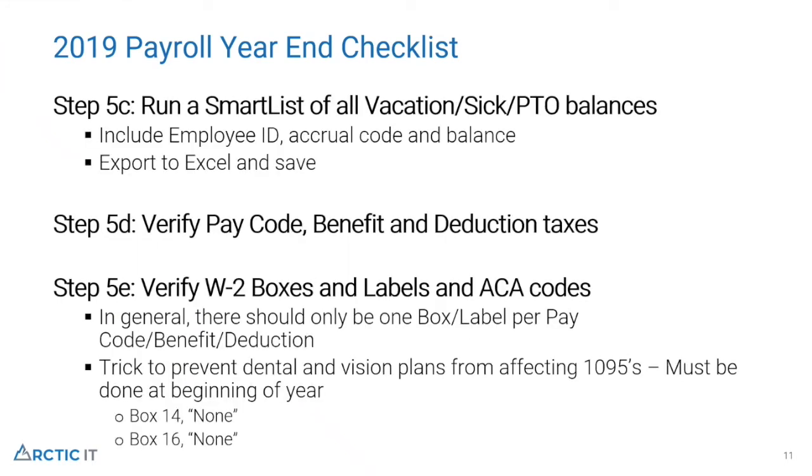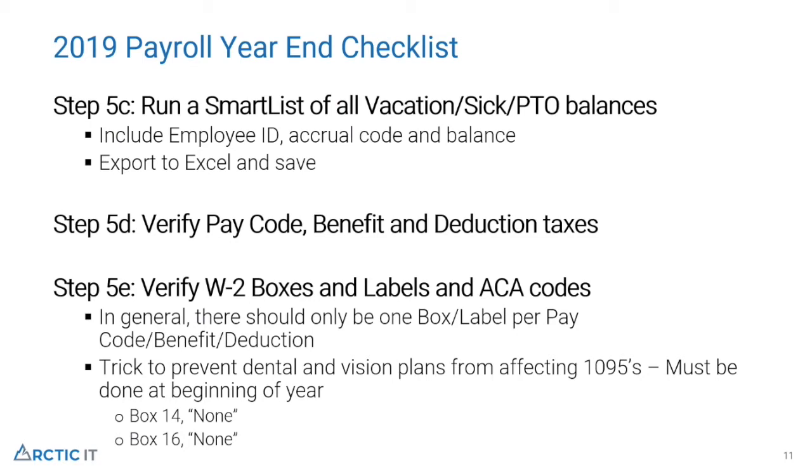All right, so to go along with that, run a smart list of all of your vacation, sick time, and PTO balances. And then don't run just the balances themselves. Make sure you've got your employee ID, the accrual code, and the balance itself. So take that report or that smart list, export it to Excel, and save it with all of your other year-end reports. If for whatever reason you forgot to check the checkbox in step 5B and you need to re-import balances, it is so much easier to do it when you've got a backup of all of the information already handy in Excel. So keep that as a backup so that if you need to re-import or reset those values, you've got the data to do it.